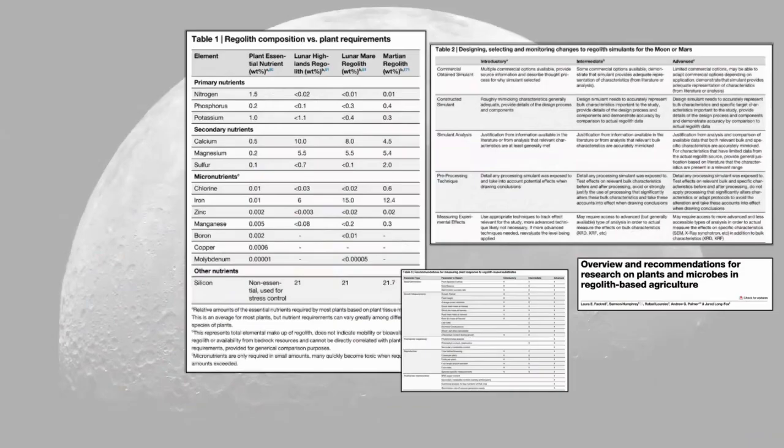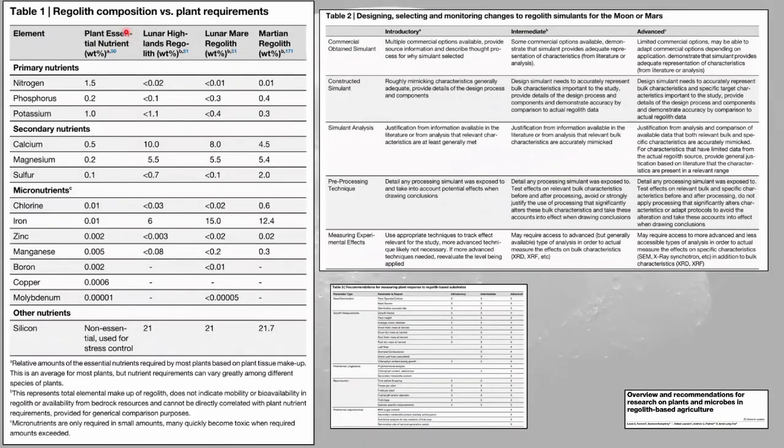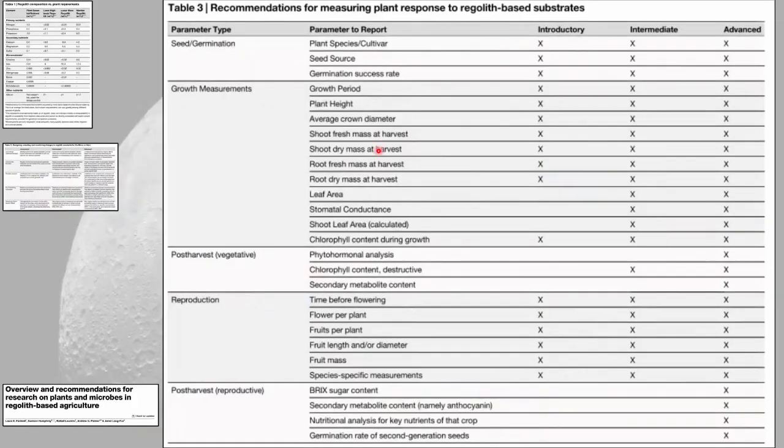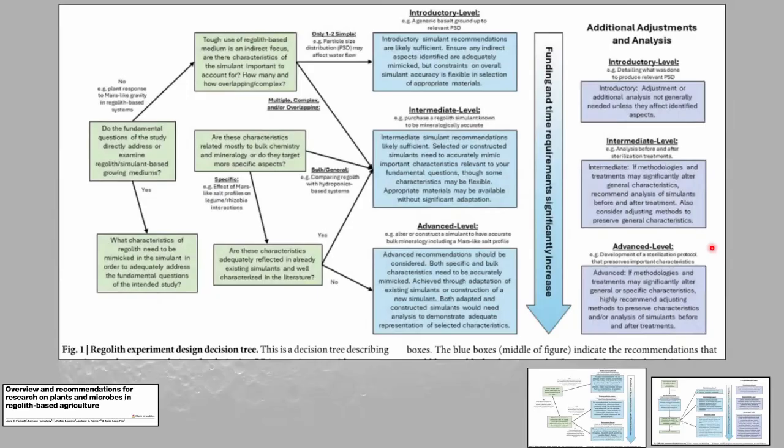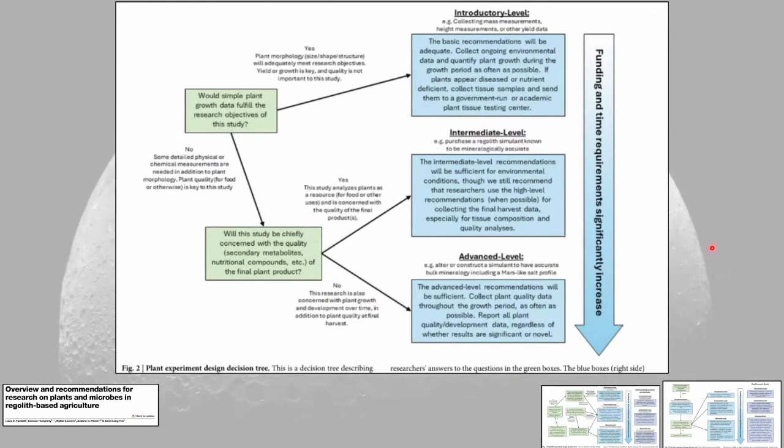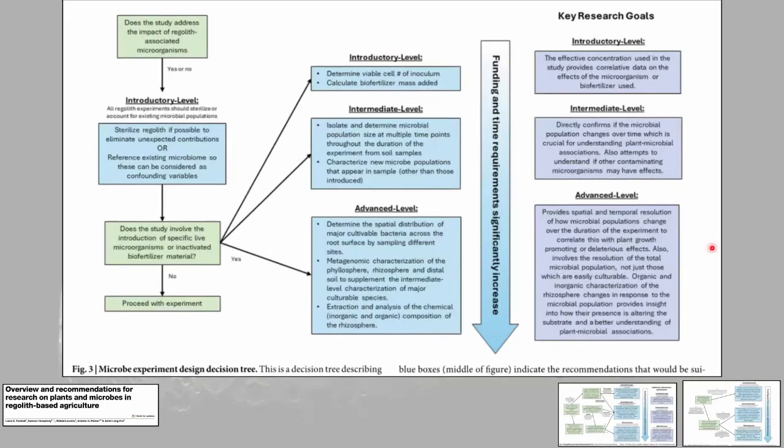Anyway, so a lot of important tables. We've seen tables like this before, but it's always good to have more of this. The different plant nutrients and their compositions across the moon and Mars, the introductory, intermediate, and advanced designs and considerations for those, as well as different recommendations for measuring plant responses, starting with the introductory, intermediate, and advanced types of studies. And they have these decision trees for overall regolith experimental design, for plant experimental design, and even microbe experimental design.